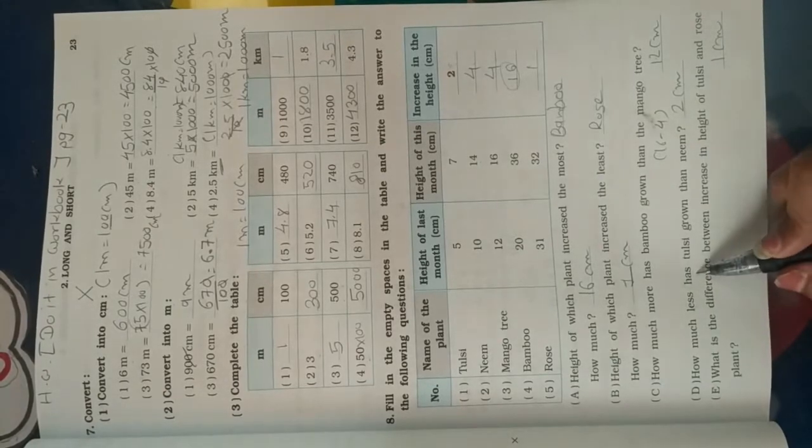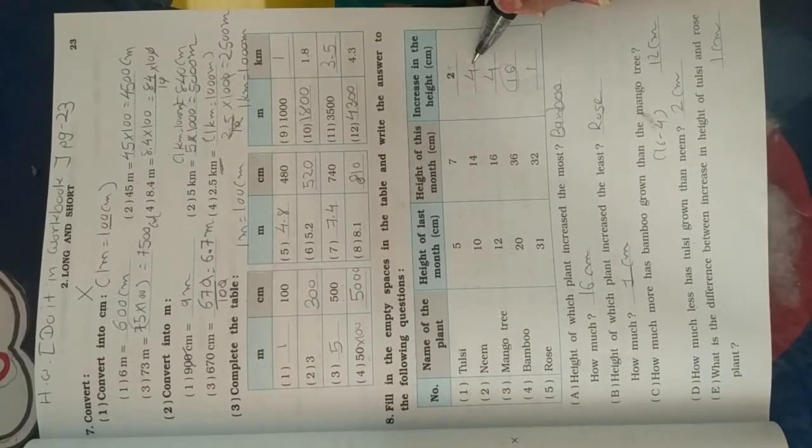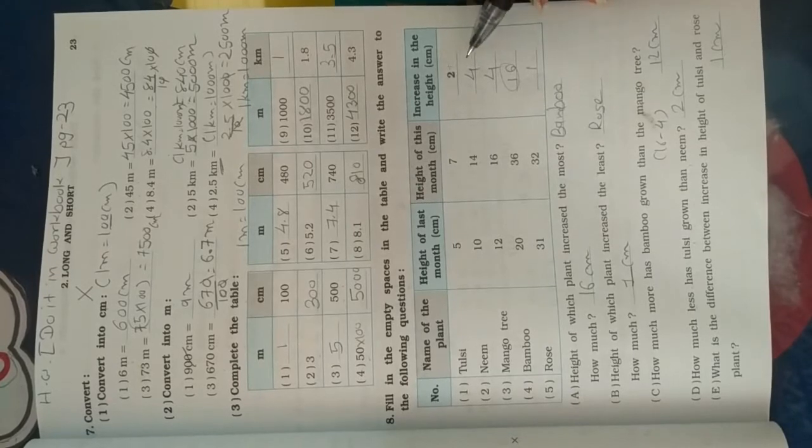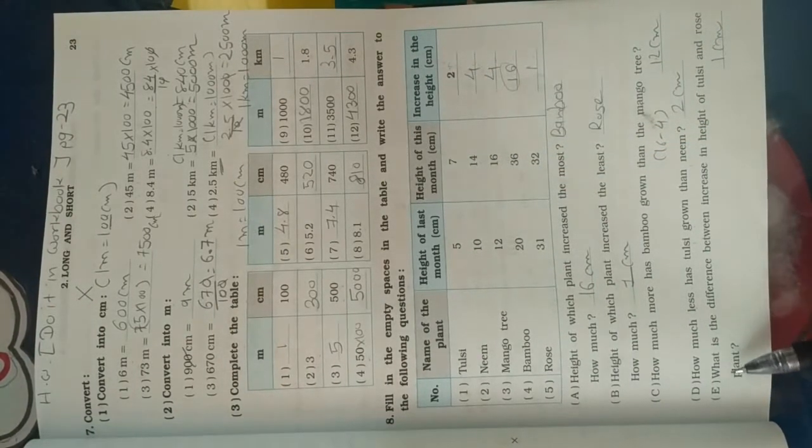Now question number D, how much less has tulsi grown than neem? तुलसी नीम से कितना लेस ग्रो हुआ है. तो हियर इज अ नीम हैज़ अ हाइट 4 centimeter and the tulsi has a height 2 centimeter. By doing the subtraction you will get the answer 2 centimeter. Okay, आपको नीम में से तुलसी को माइनस करना है. Number E, what is the difference between increase in height of tulsi and rose plant? What is the height of the tulsi? 2 centimeter. What is the height of the rose, which has increased 1 centimeter? So what will you do? Do the subtraction and you will get the answer 1 centimeter.